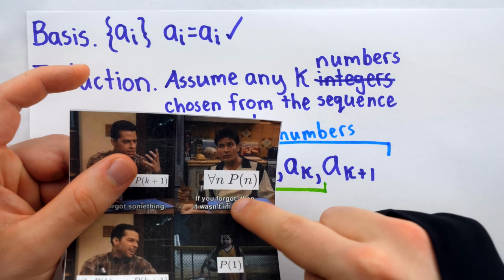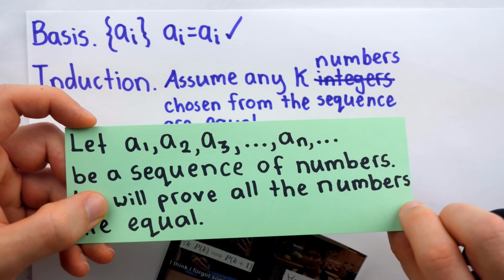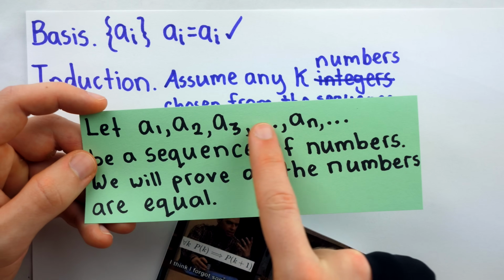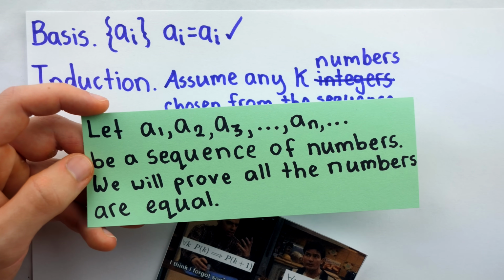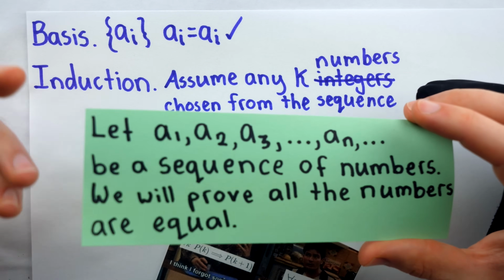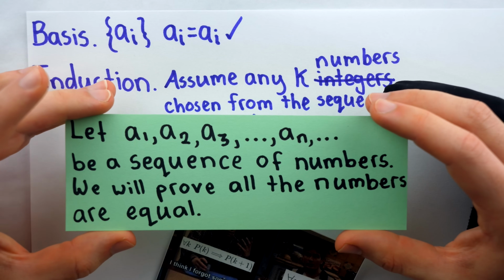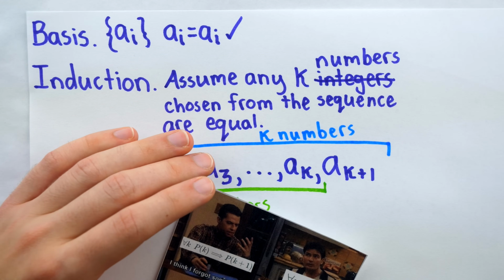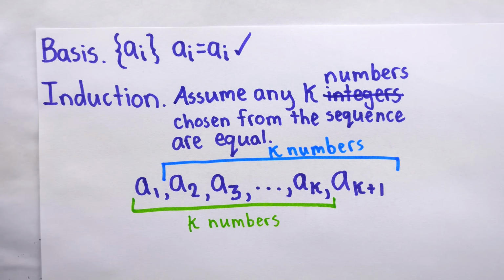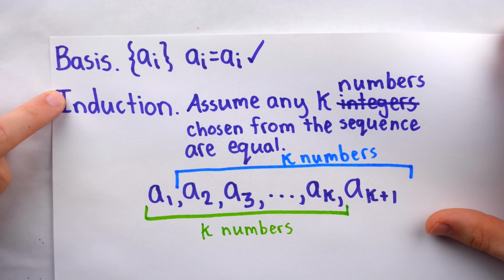For any set of numbers chosen from this sequence, all of the numbers in the set must be equal, which means that all numbers in the sequence are equal. But of course, this was just an arbitrary sequence of numbers, so the conclusion, of course, cannot possibly be true. But where have we gone wrong? The method of induction is totally valid, and we've done both steps, basis step and the induction step.